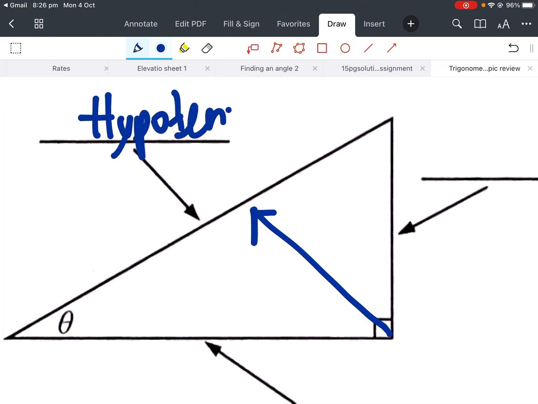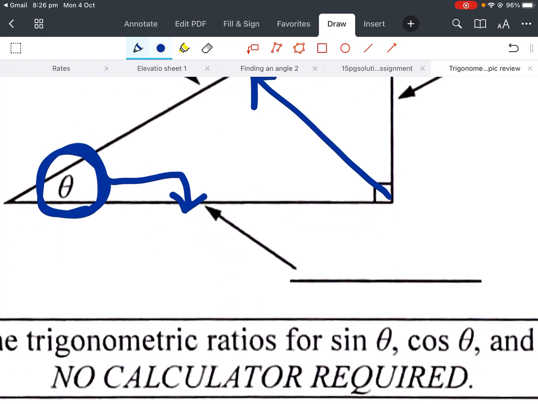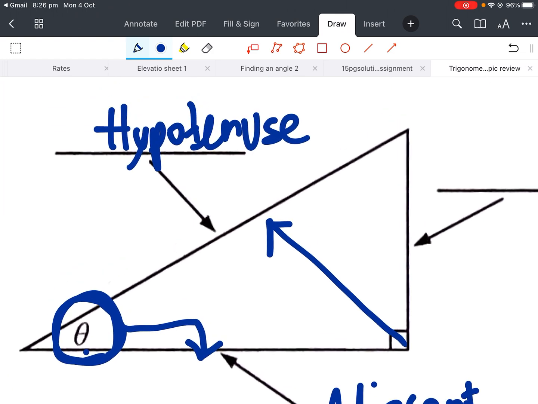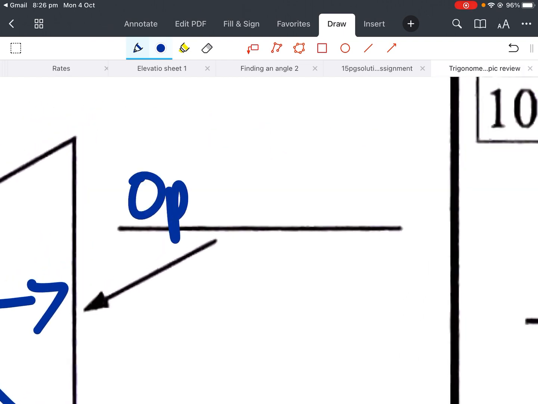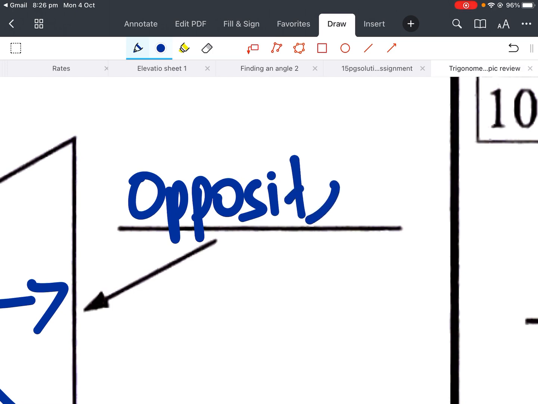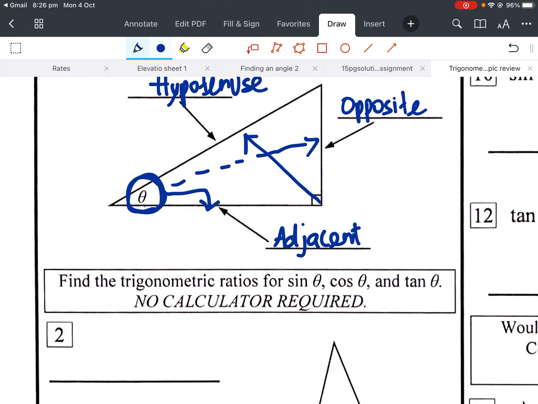Okay, now the other two sides will be according to where the angle theta is. Now remember, adjacent means next to. So the side next to that angle theta will be adjacent. Okay, and then last but not least, we have opposite. So opposite the angle theta, okay, not the right angle, but the angle theta, will be the opposite side. So you have to always be able to name those three sides. Hopefully you know how to do that already if you've been doing this.